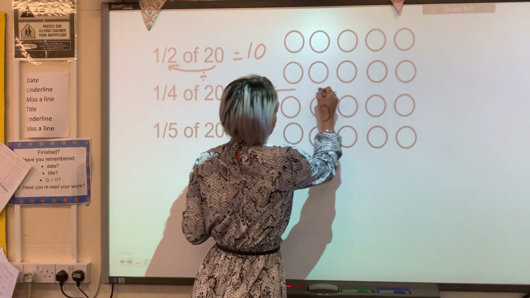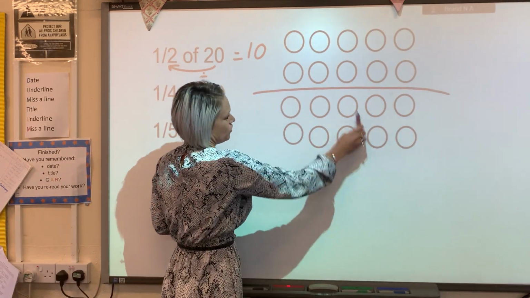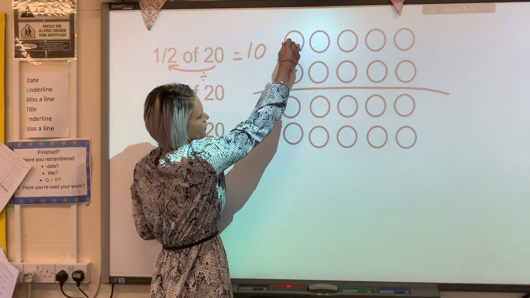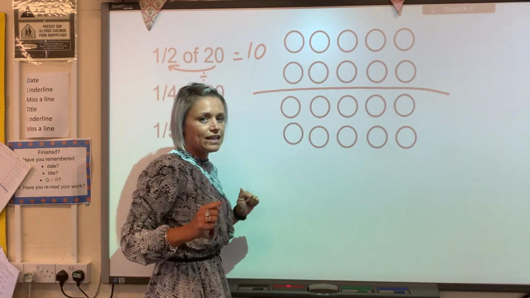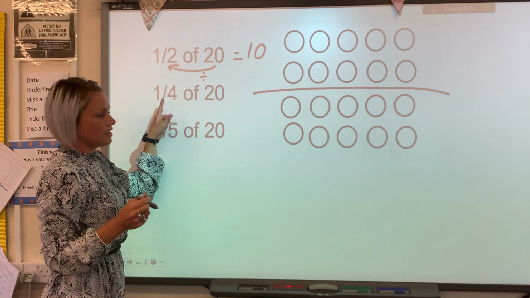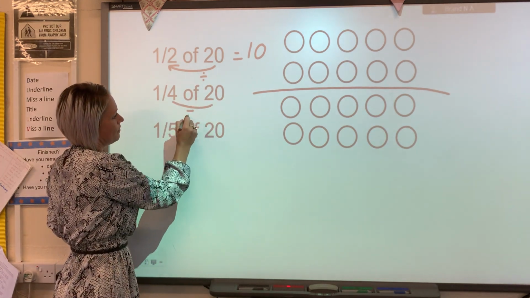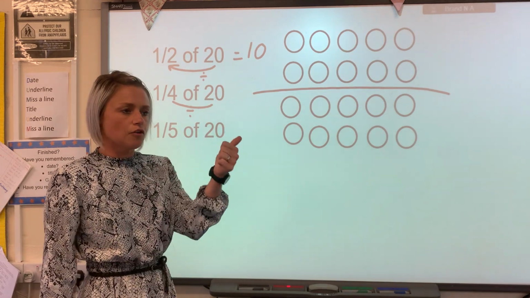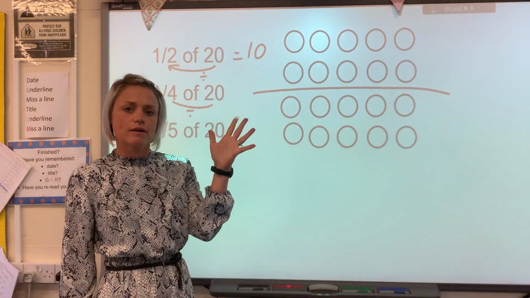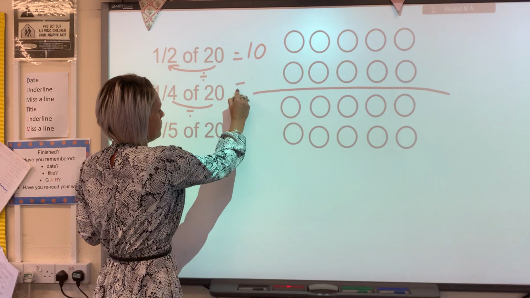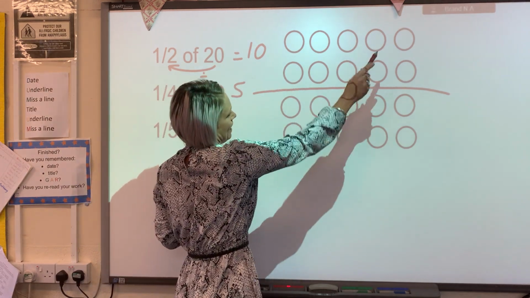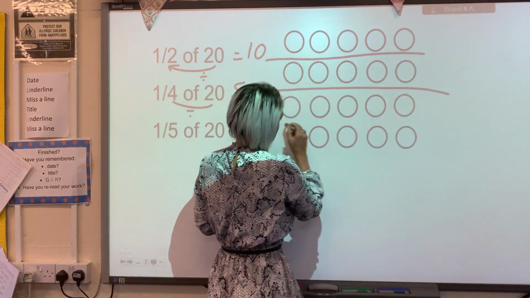So I can put my line down there. 2, 4, 6, 8, 10 in one half. 2, 4, 6, 8, 10 in the top half. The next one is asking me to find a quarter. So how many 4's in 20? 4, 8, 12, 16, 20. 5. So I can split my diagram up. There's 5 in each row, so I can simply do that.